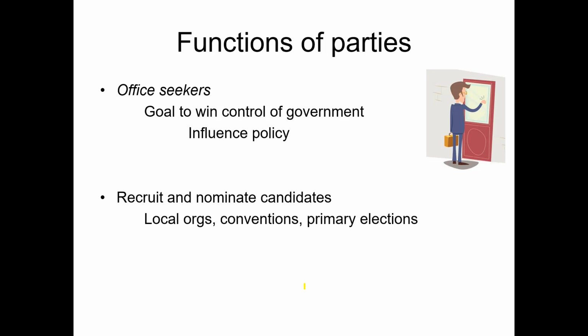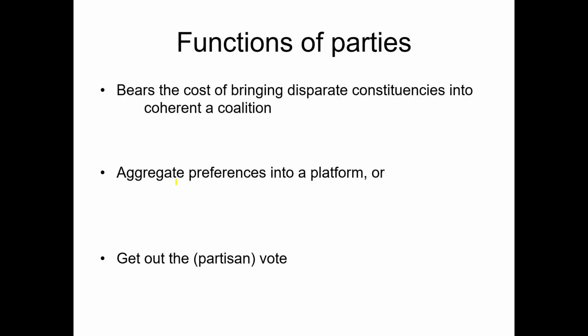They also recruit and nominate candidates through local organizations, through local, state, and national conventions, and then through primary elections, as far as trying to determine who the candidate will be for the general election. Party is an organization that bears the cost of bringing fairly disparate constituencies together into a coherent coalition. The two major parties are trying to maximize as many people as they can get, so that they could obtain a majority in order to win an election and then to get control of a legislative chamber. So they've got to bring those people together and bear the costs of that.